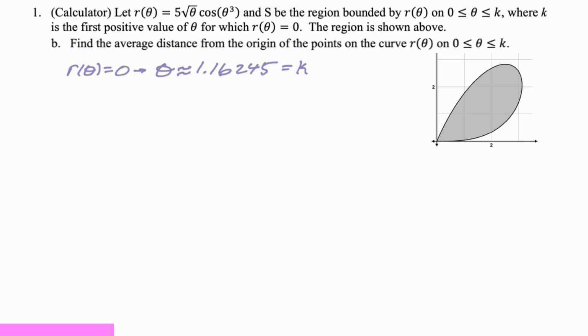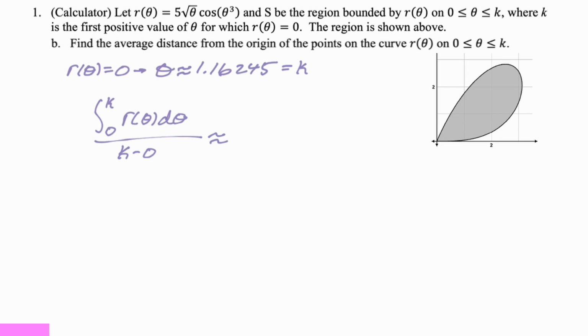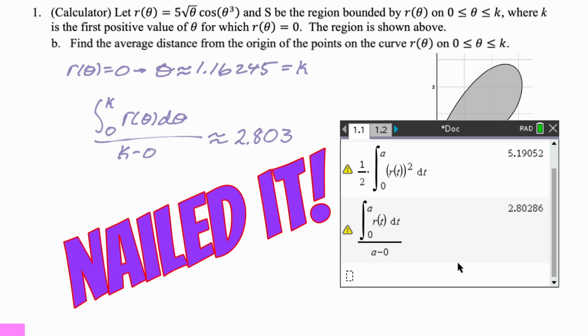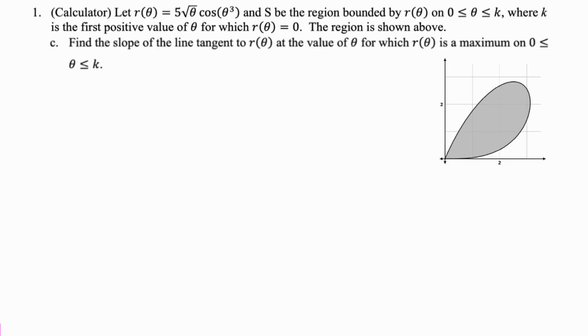We're looking for the average distance. R is the distance from the origin to a point on the curve. So I'm just going to do the average value of r. That's going to be the integral divided by the interval. So it's from 0 to k of r of theta d theta divided by k minus 0. So integral divided by interval. We did the math on that, and I got approximately 2.803. I flashed a picture up there of the calculator screen, hopefully. All right, let's take a look at the next part.